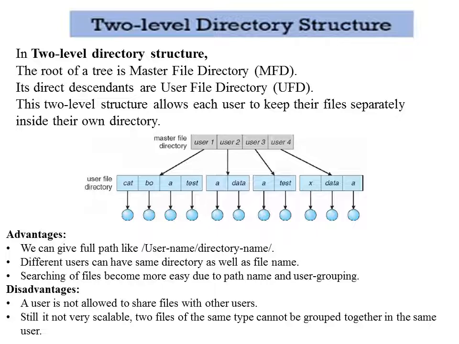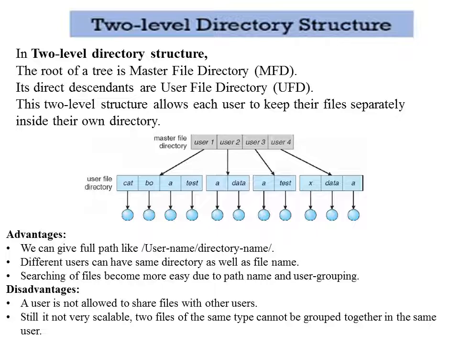The advantages of using a two-level directory are we can give a full path like username and directory name. Different users can have the same directory as well as file name. The searching of files becomes easier due to path name and user grouping.